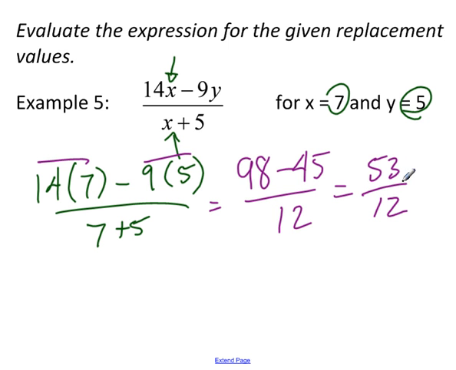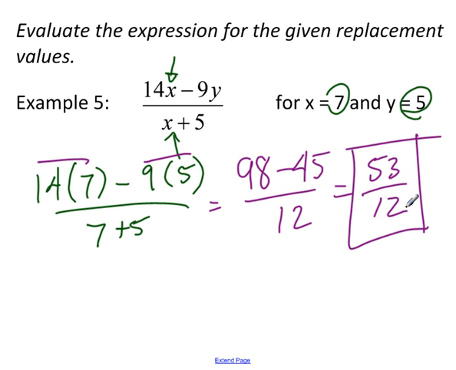And this might scare you, but is there anything that goes into a 53? Not a 4, not a 3, nothing. So we're good to go right there. Do not, please, please, please, in this class, do not go ahead and take this and make it into a mixed number unless it's a problem about cooking or some other kind of thing that is specific to those types of numbers.